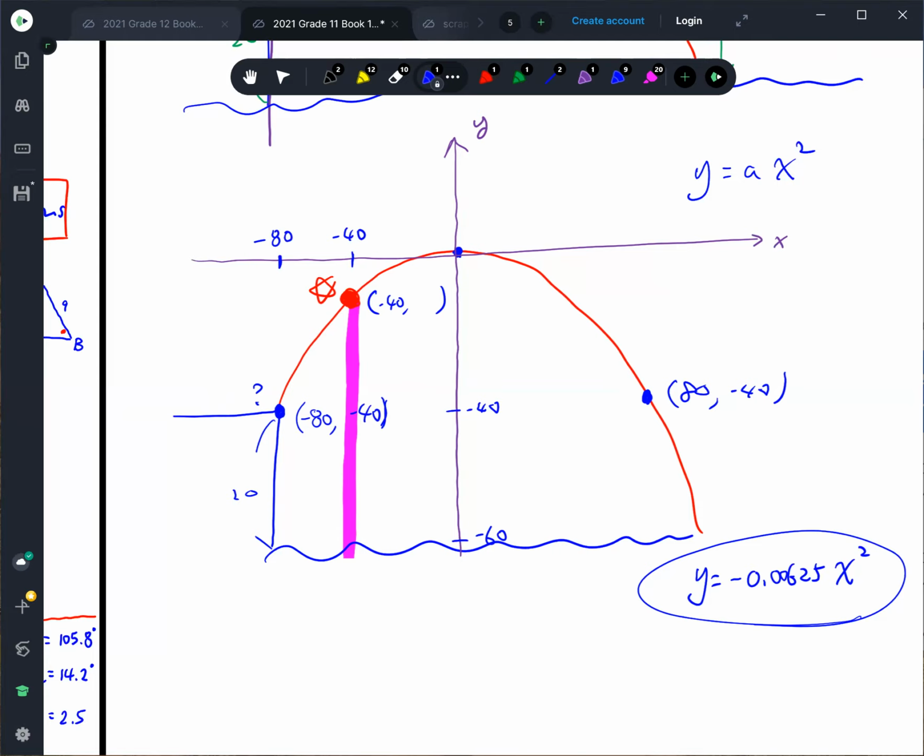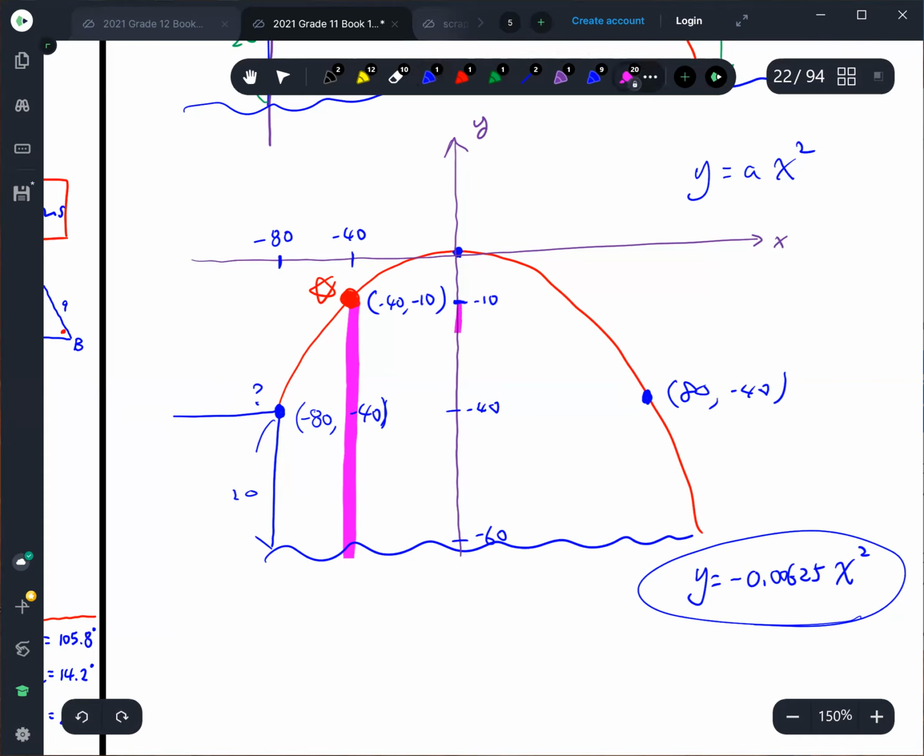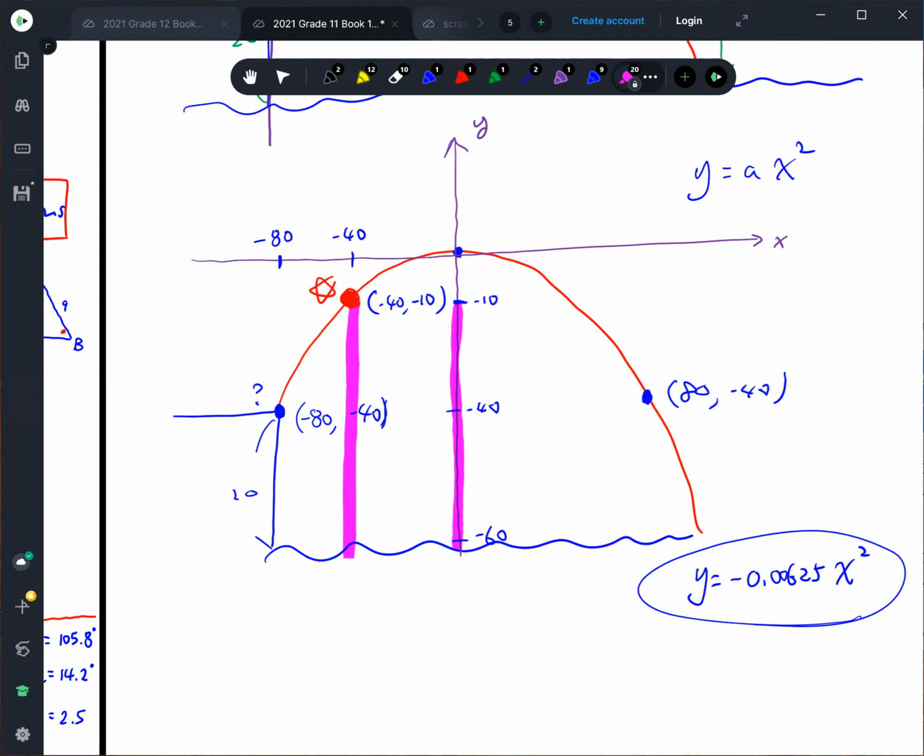Negative 10. Okay, so negative 10 is the Y value of that point. Make sense? Yeah. Okay, so that point has coordinates of negative 40, negative 10. So that means on the axis, this is negative 10. Okay, so our goal is to find all the way from negative 10 to negative 60, because that's where the water is. How long is that? The distance from negative 10 to negative 60?